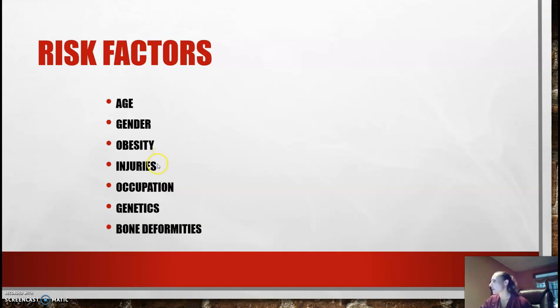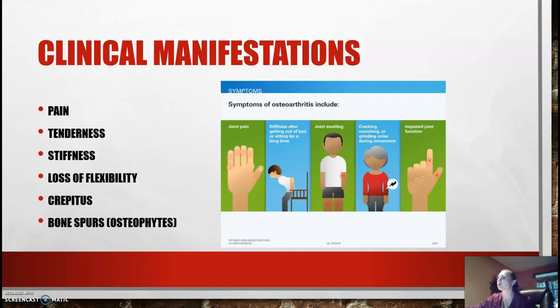Like a mechanic or even nurses using their knees and joints constantly. Those are risk factors. Genetics does play a factor in it, and then any bone deformities, and that could come from fractures. Over time, it starts to wear and can break that cartilage down.